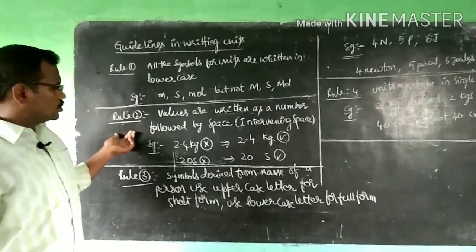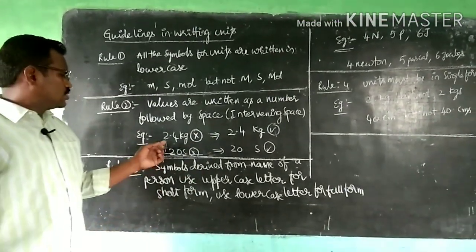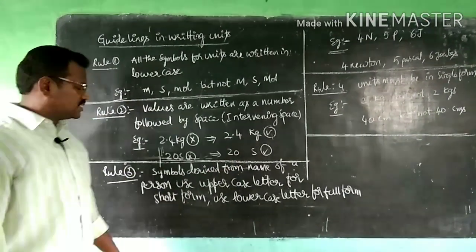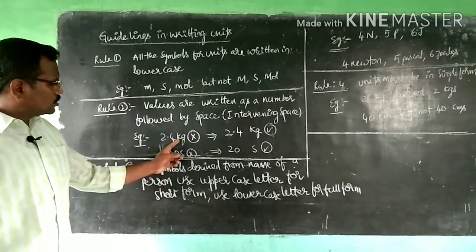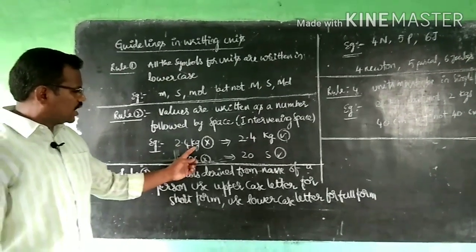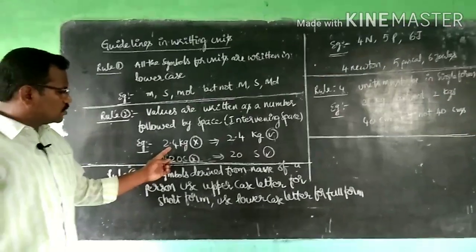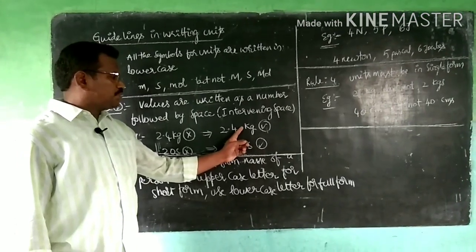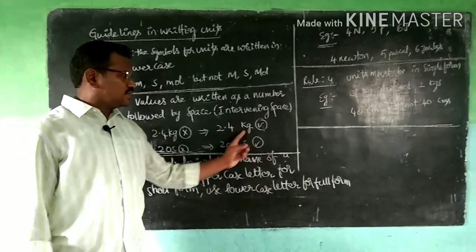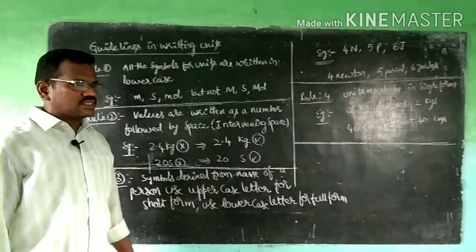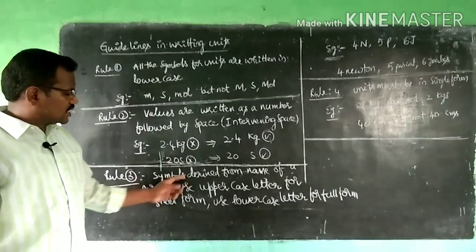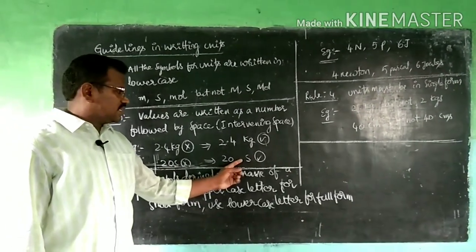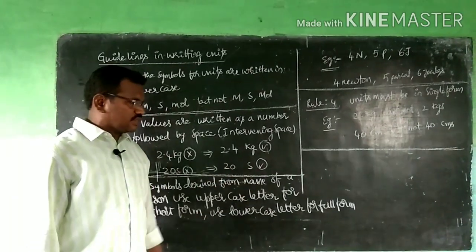Come to rule 2. Observe here 2.4 kg. I wrote one example. And here also 2.4 kg. What is the difference? In one there is no gap between the magnitude and unit. In the other I gave a little bit of space between the magnitude and unit. This is the exact correct method. Once again, there is no gap between magnitude and unit in one, and here a little bit of gap is there between the magnitude and unit.